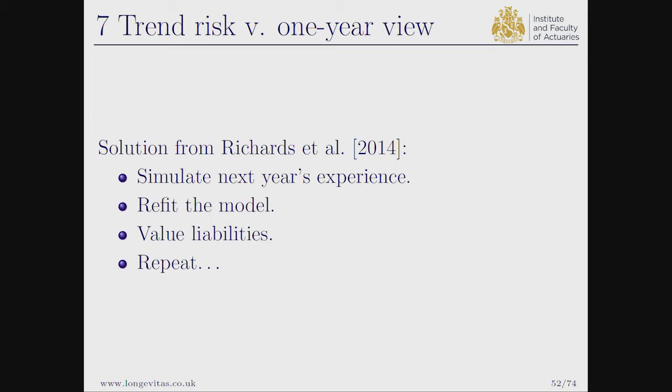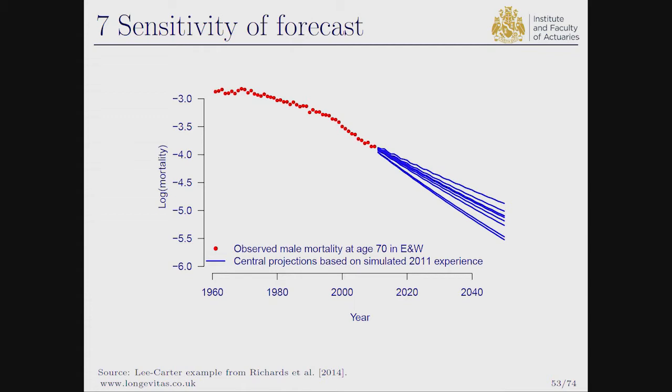Here's an example from the paper. This is from a Lee-Carter model. And this gives you an idea of the different forecast mortality rates, age 70, that come out of this kind of value at risk process just from simulating and refitting the model. But you can see you've got different forecasts, and this will obviously result in different reserve values.